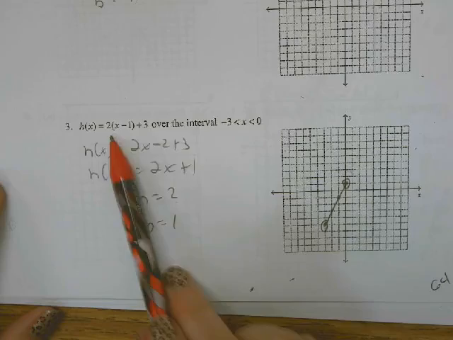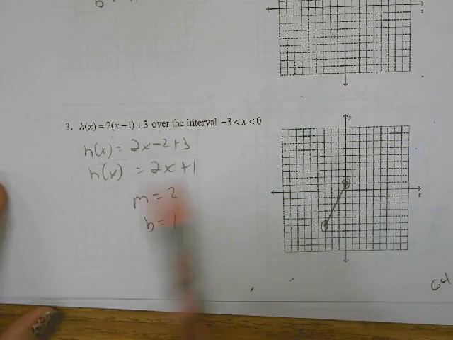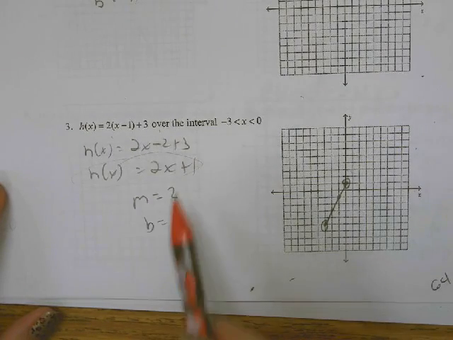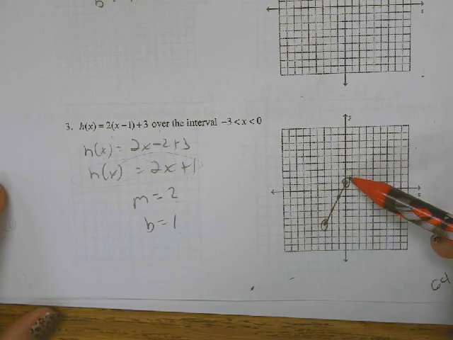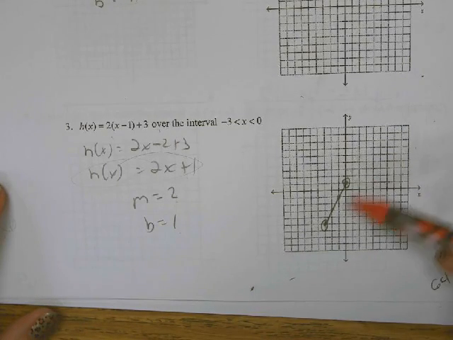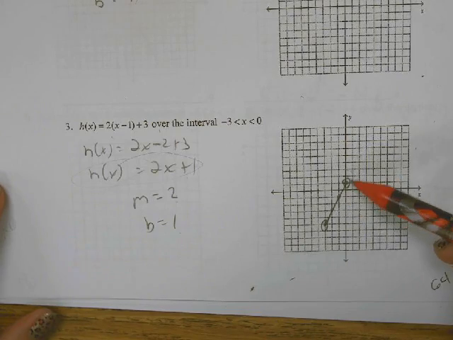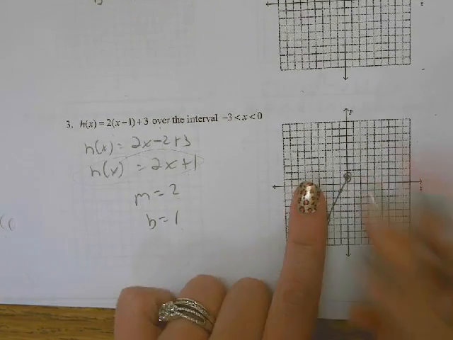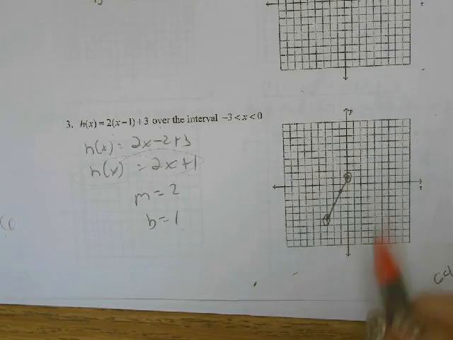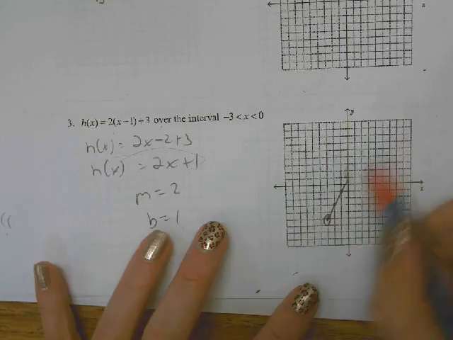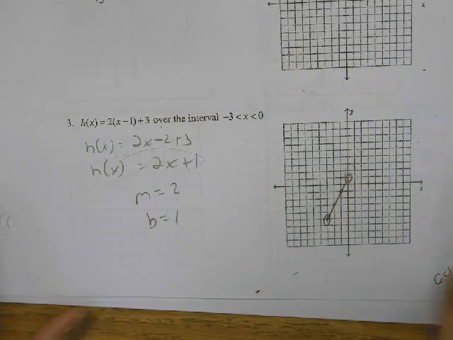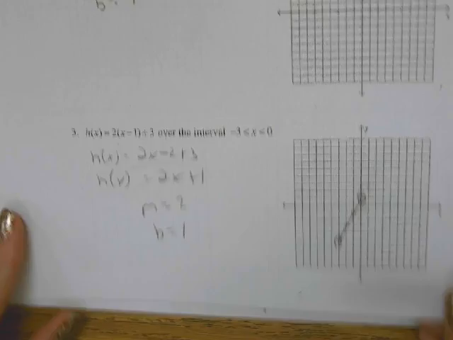Next one. Distribute the 2 and combine like terms so you actually get a function in y equals mx plus b format. Pick out the slope, pick out the y-intercept. Start at the y-intercept, count your slope, draw your line, restrict your domain from -3 to 0. Open circle, open circle. Those are bad open circles. That's better. Open circle, open circle.